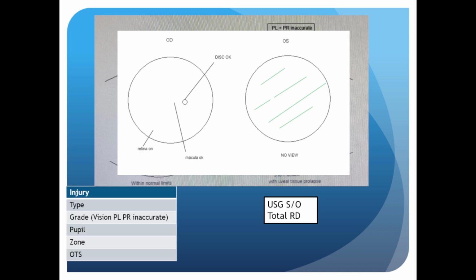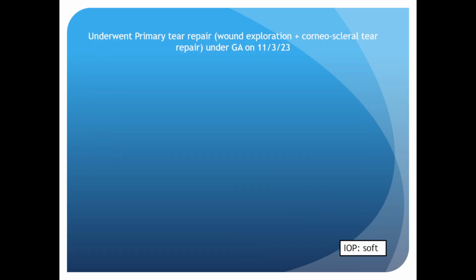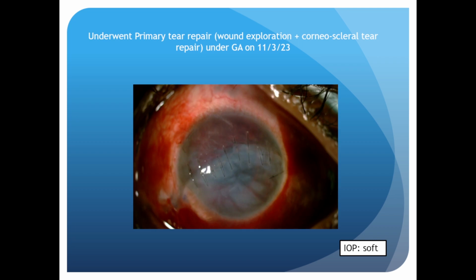Again, we have done the scoring in this patient. It was an open globe injury, penetrating wound with a grade of 4, and OTS was 2 with a raw point of 45. So he underwent primary tear repair, wound exploration plus tear repair under GA on 11th of March, after a few days after injury.